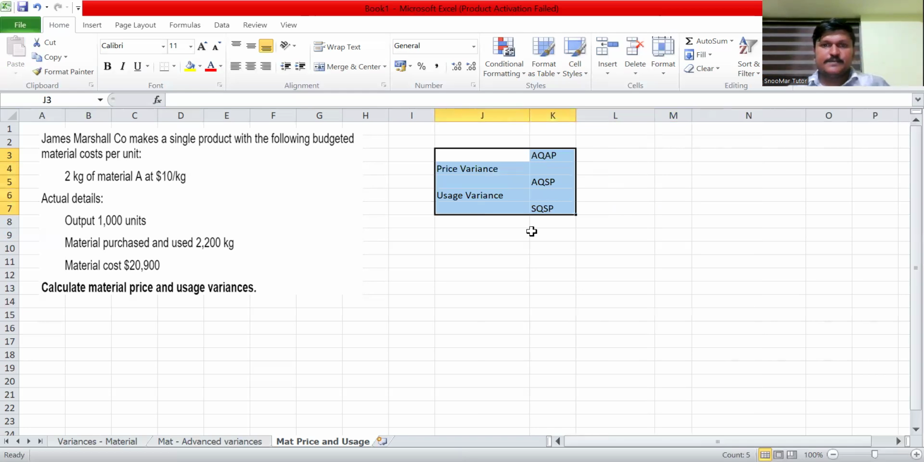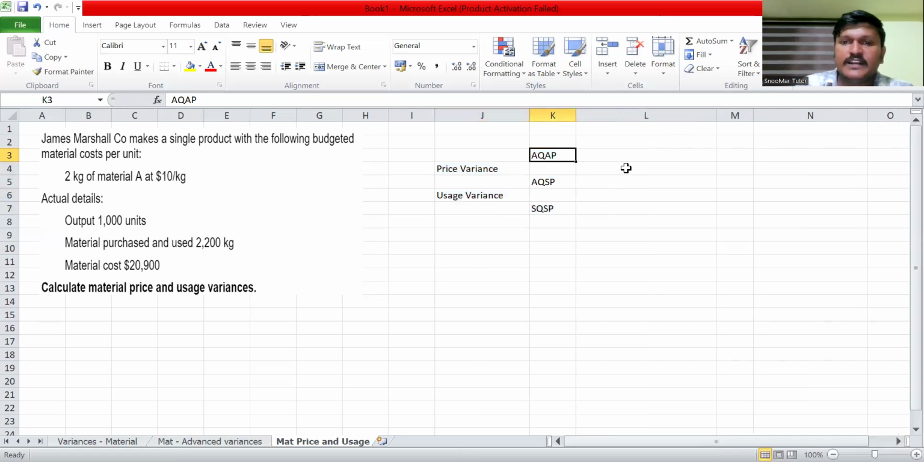So let's consider this particular example. First thing is AQAP, actual quantity at actual price. As mentioned earlier, this AQAP is your actual cost. So it's very straightforward.